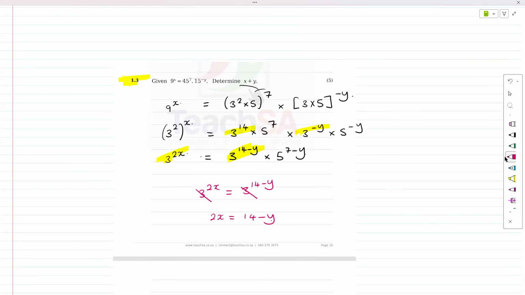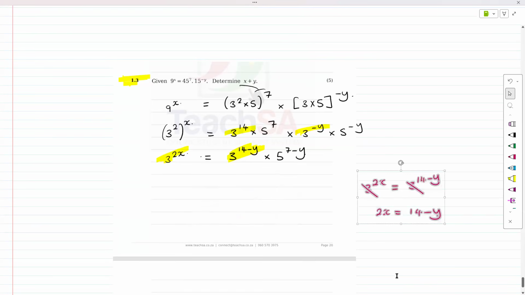Okay, cool. That might work out, but we don't know what x is and we don't know what y is. So let's leave that to one side. But I did match the 3's, okay? Now the 5, I cannot match the 5. Why? Because there's no 5 on the other side.